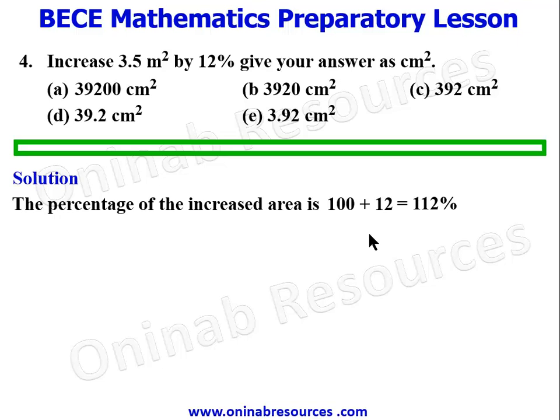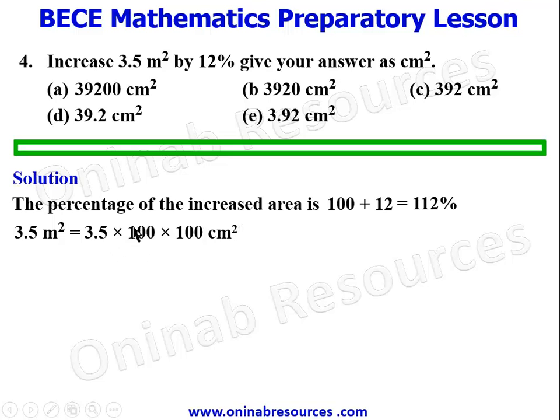In this case, the 3.5 meters squared is 100%. So since it is being increased by 12%, we say 100 plus 12, which gives 112%, which represents the increased area. Now, to calculate the area in squared centimeters, we first convert this to squared centimeters. Since it is from squared meters to squared centimeters, we're going to multiply 3.5 by 100 twice to convert it to squared centimeters. So that's going to be 3.5 times 100 times 100 squared centimeters.